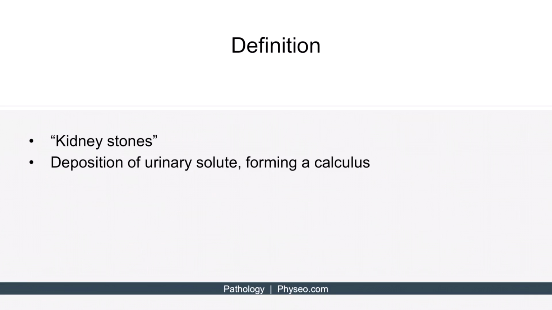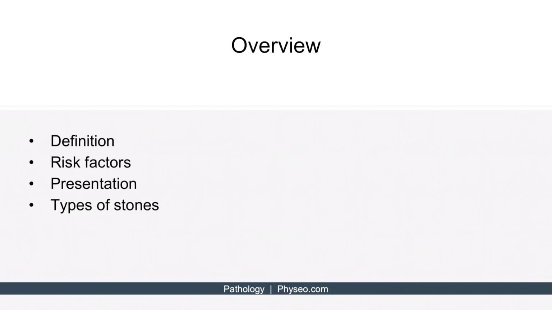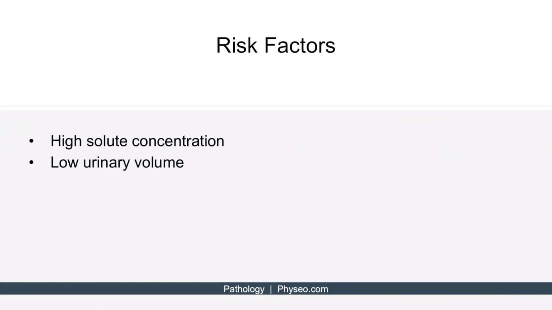Nephrolithiasis, more commonly known as kidney stones, is the deposition of urinary solute, which then forms a calculus, or stone. Now, what are the risk factors for developing a kidney stone? There are two main risk factors associated with developing nephrolithiasis.